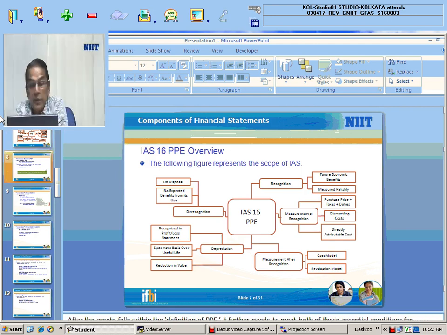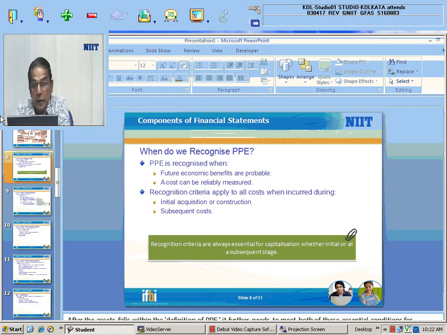When is a PPE recognized? When are we going to recognize a property, plant and equipment? Two conditions must be met. Number one, future economic benefits are probable. That means from this particular asset, the entity will be deriving some future economic benefits. Second, the cost of the asset can be reliably measured. So two things are very important for recognition: you expect some future economic benefits from the use of the asset, and its cost can be reliably measured.